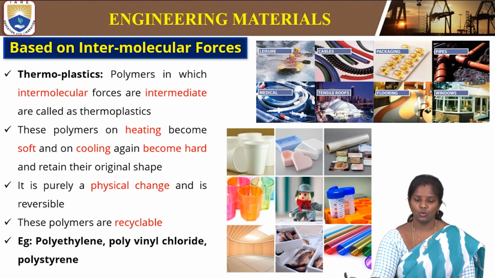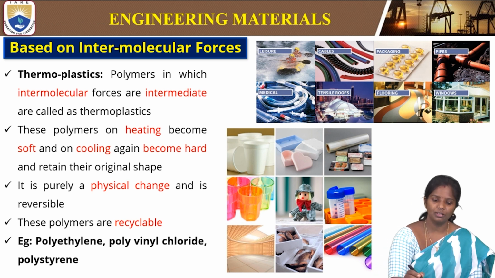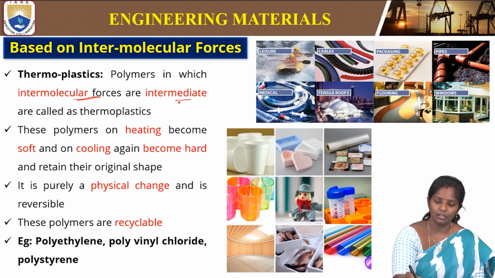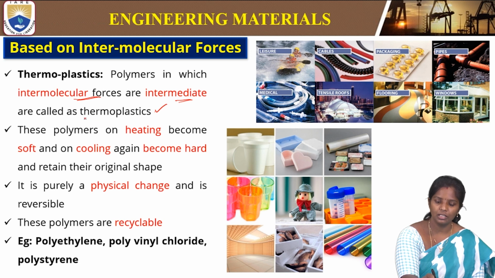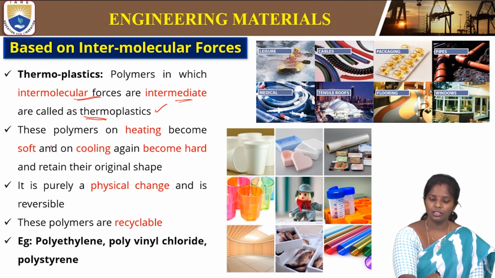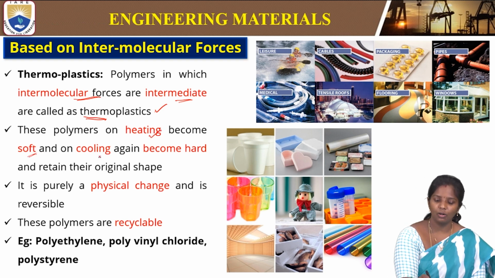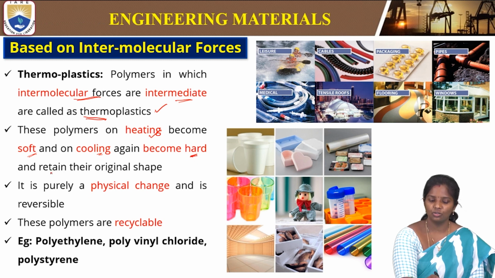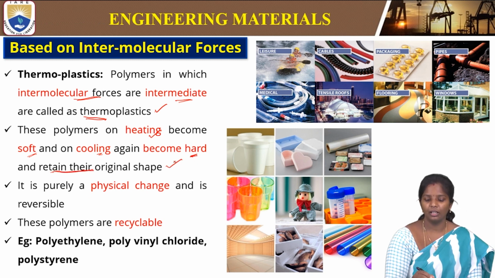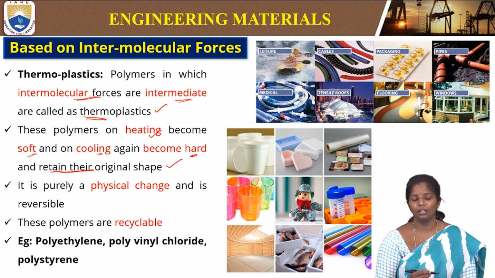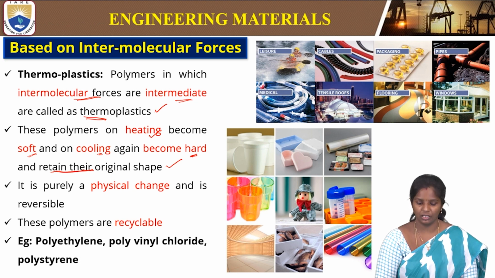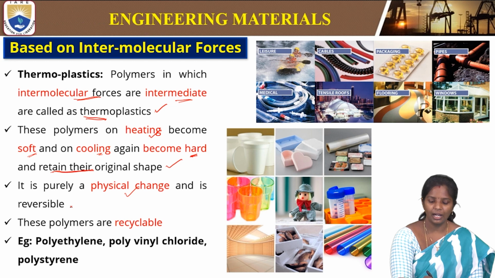Then thermoplastics. The monomeric units have different types of interactions. These are polymers in which intermolecular forces are intermediate, not strong and not weak. So they are thermoplastics. Thermo means heat. So it has some reactivity under heat. These polymers on heating become soft and on cooling become hard. They retain their original shape. So thermoplastics react under heat, and after cooling, they retain their original shape. So this is purely a physical change and is reversible.